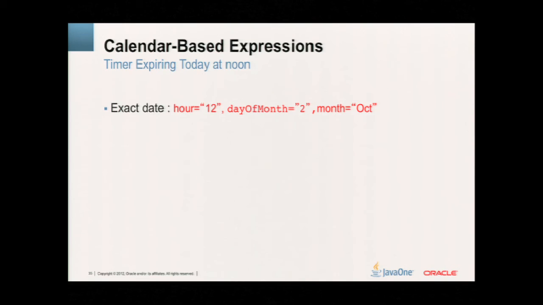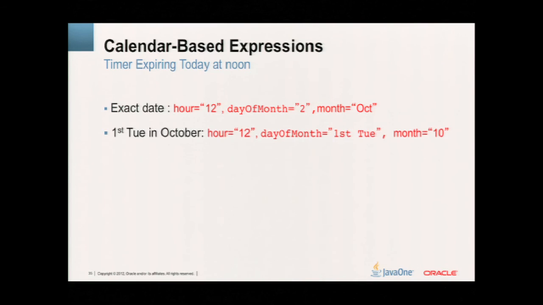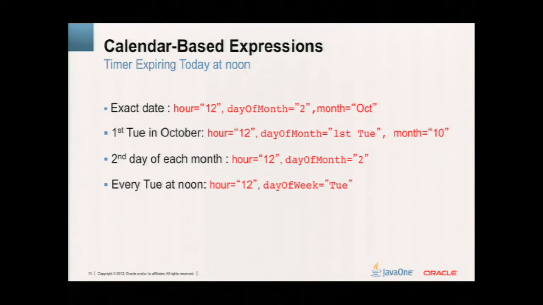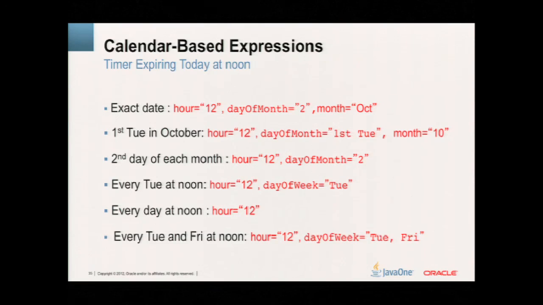So it's past already noon, but the timer that would have expired today at noon can be specified as hour 12, day of the month 2, and month October. It can be specified as hour 12, day of the month first Tuesday, right? Today is the first Tuesday, and month 10, which is the same as October. It can be on any second day of every month at noon. It can be on any Tuesday at noon. It will still have expired today at noon. Obviously, every day at noon, or every Tuesday and Friday at noon would have expired today at noon.